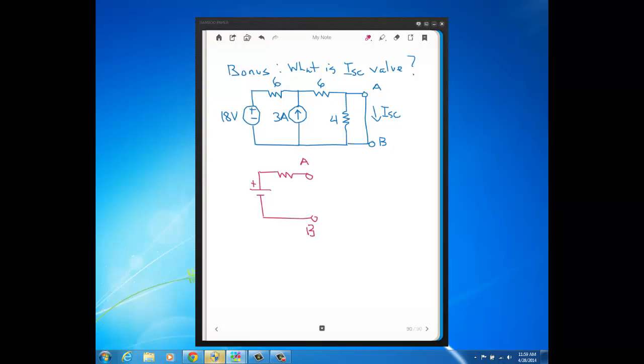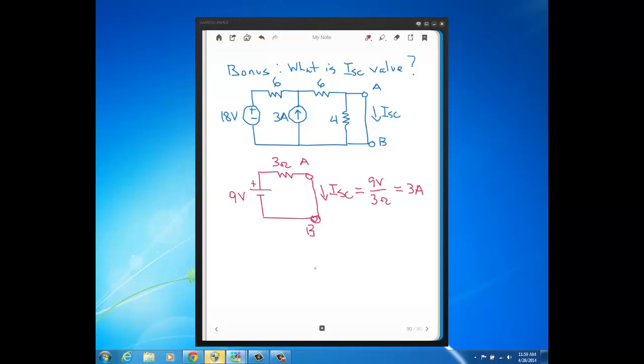Remember, these two circuits are equivalent at nodes A, B. So instead of finding the current through the short in the original circuit, which would be a lot more work, I can just put a short between nodes A, B of my Thevenin equivalent. And it's just a simple Ohm's law calculation: 9 volts divided by 3 ohms. So I short circuit is 3 amps.